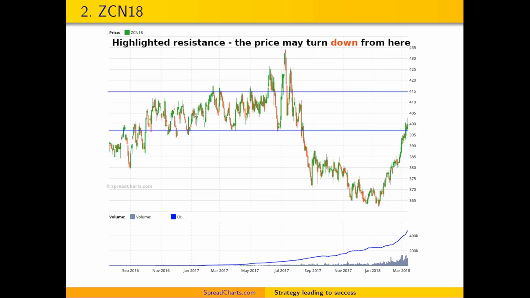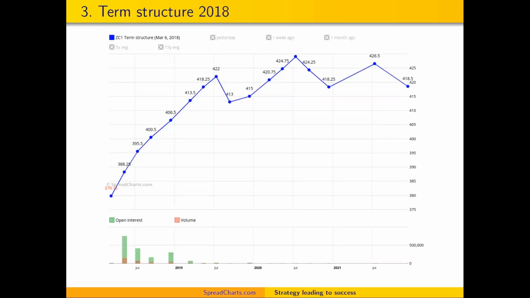Okay, we are done with COT and technical analysis. It looks really likely that corn price would turn lower. So now we can step to the selection of suitable contracts for interdelivery spread. The term structure chart is ideal for it. We already know how to read the term structure.